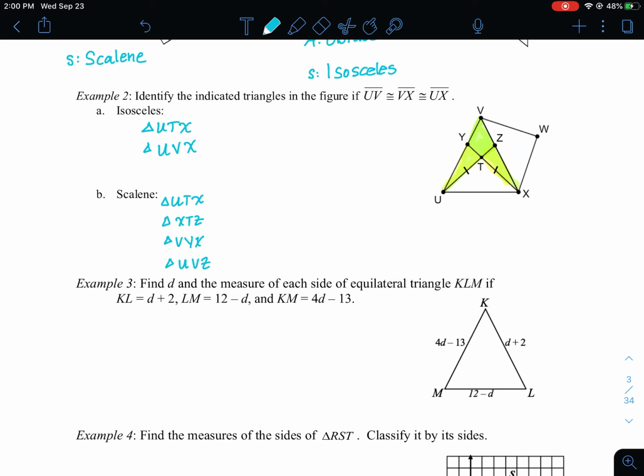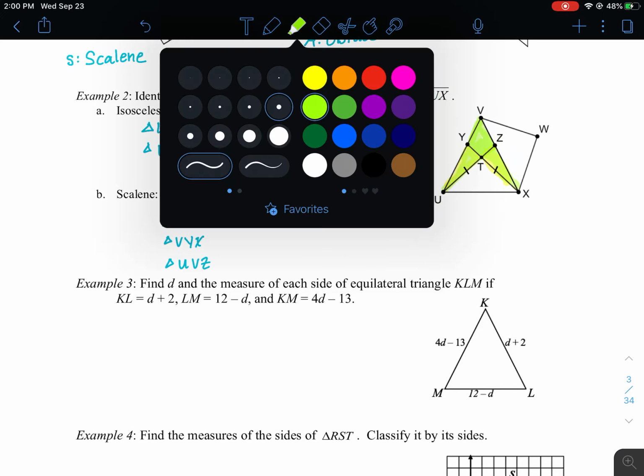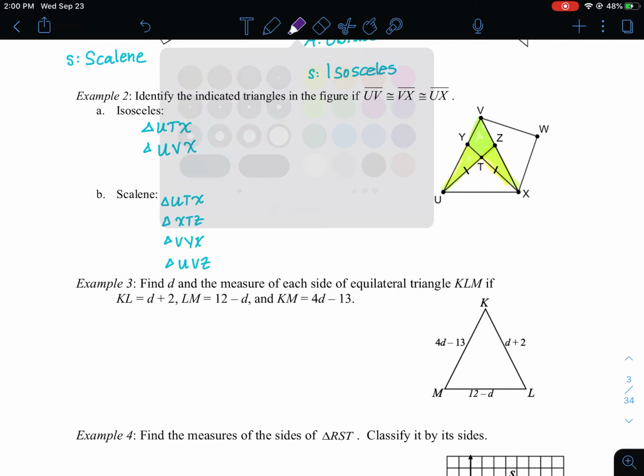Oh, and then here I see some other ones. This is sort of like those pictures where you have to find what's different. So we could do UZX. I don't think we have that one. Nope. And then with that same thing, we could do XUY.